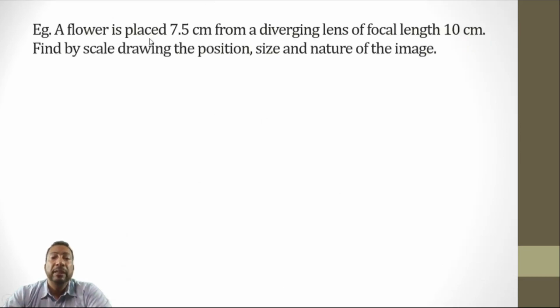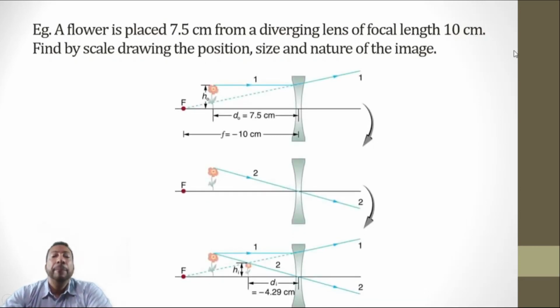A flower is placed 7.5 centimeters from a diverging lens of focal length 10 centimeters. Find by scale drawing the position, size, and nature of the image. So here, easy to draw the parallel ray to the principal axis, and when it reaches the lens, then it is going upwards like that, away from the lens, away from the principal axis, but such that it appears to come from F. So from F up to here is one straight line.